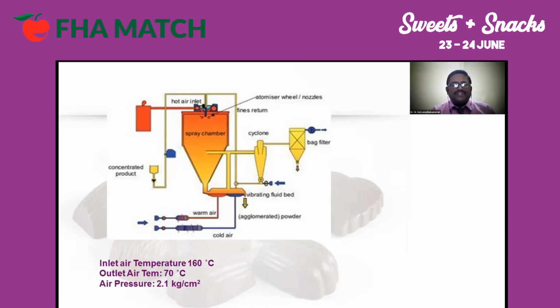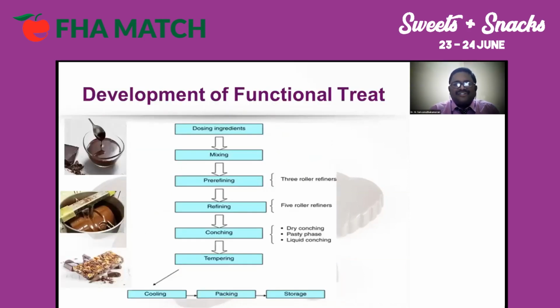Okay, so here we are using nanotechnological approaches like supercritical CO2 extraction as well as spray drying technology to fortify the phytosterols for developing the chocolate. So this is the development of a functional treat. We are dosing the ingredients. You know very well the basic ingredients for preparing chocolate: cocoa butter, cocoa powder, and if it is a milk chocolate, skim milk powder, then sugar. Then we can fortify with the sterol powders, the spray dried phytosterol powders obtained from natural sources.